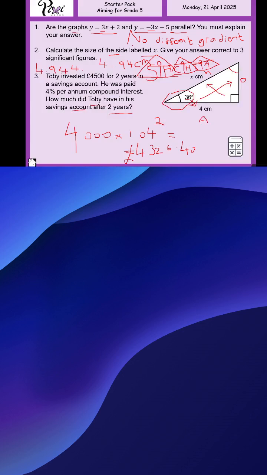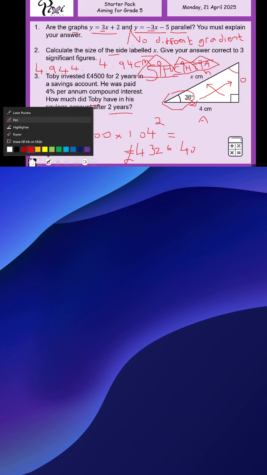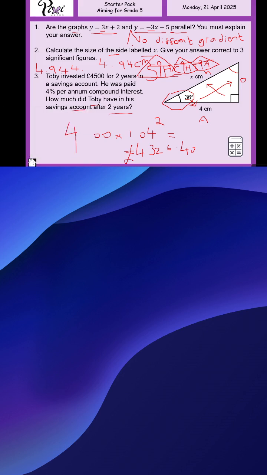So it's 4% of 4.5 grand. Then it's 4% of the new amount in the second year. Wait. Did I make a mistake then? Oh, sorry. Why did I type in 4,000? It should be 4.5. Sorry about that, Reg.